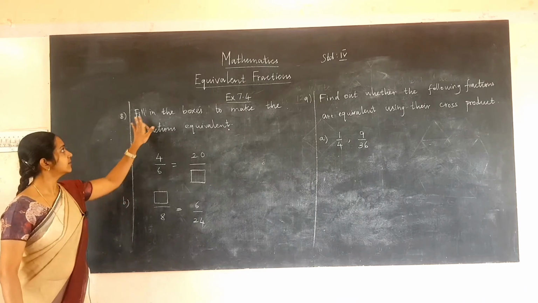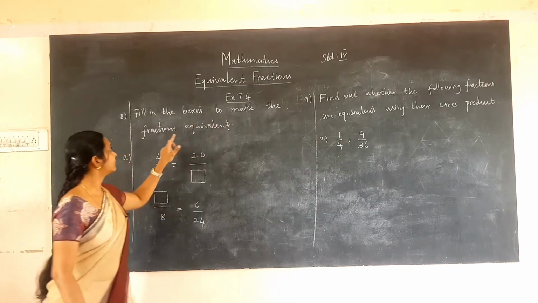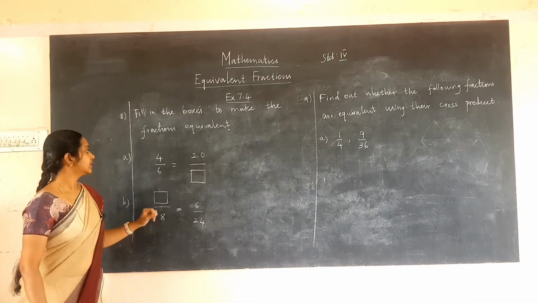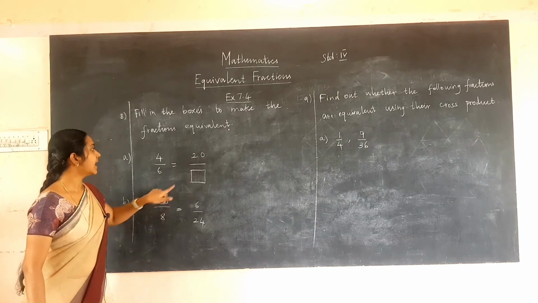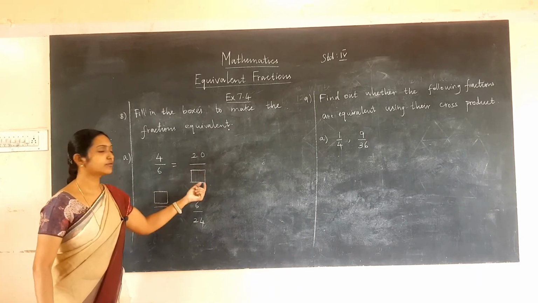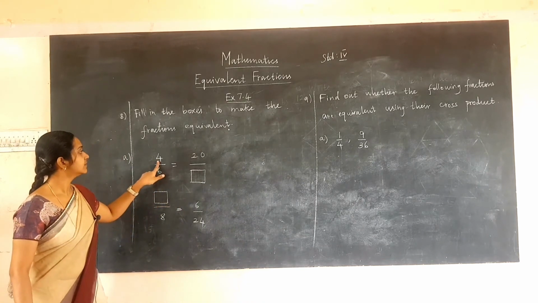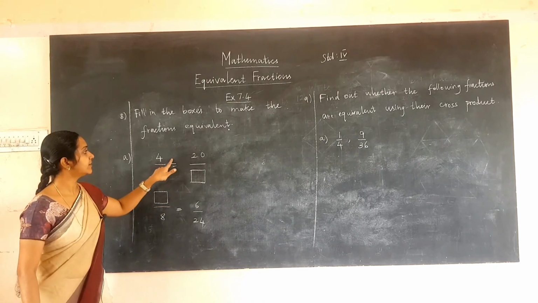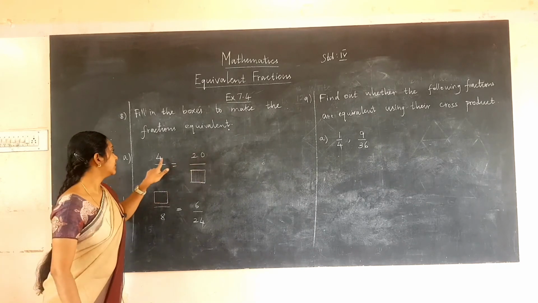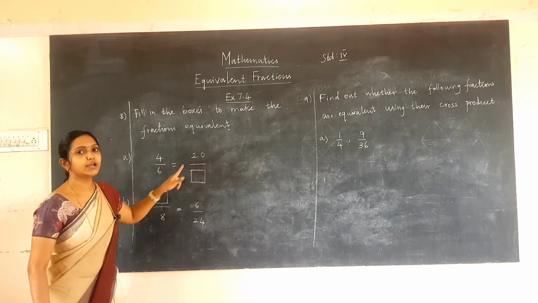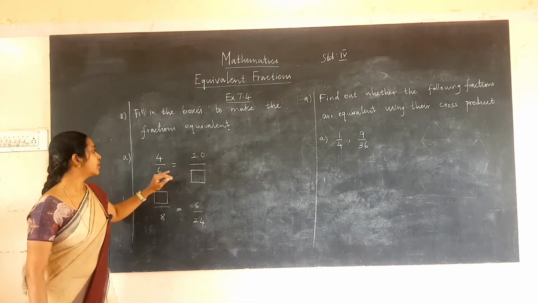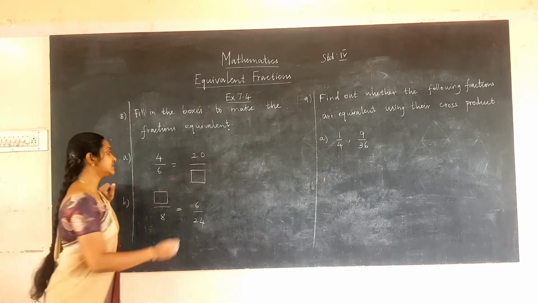Eighth question is fill in the boxes to make fractions equivalent. Now we are going to fill the box and the equivalent fraction is given. Here it is multiplied by 5 to get 20. 5 into 4 is 20. So in the denominator, the same number. So here 6 into 5 is 30.